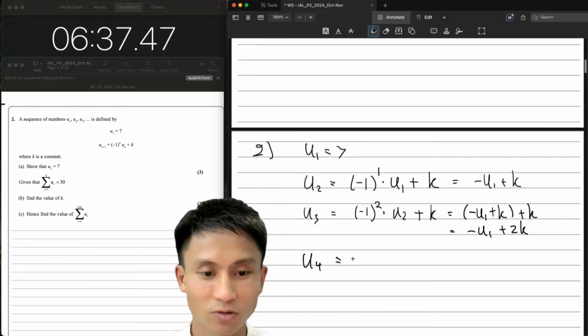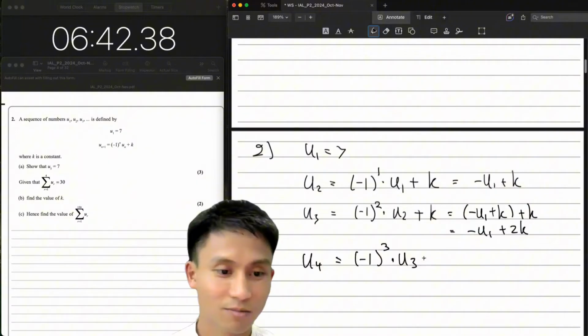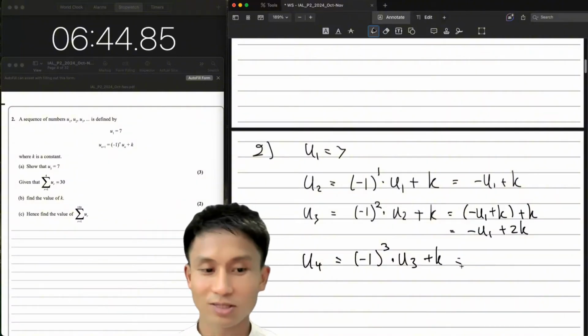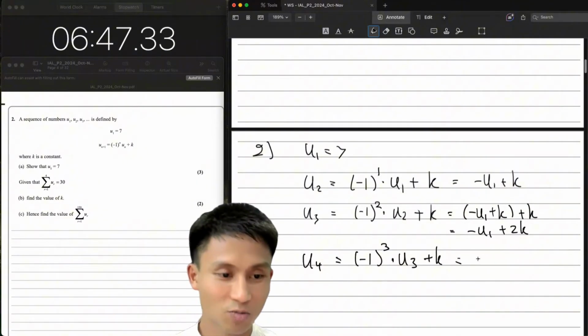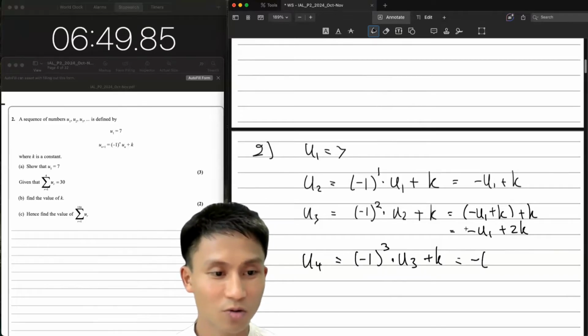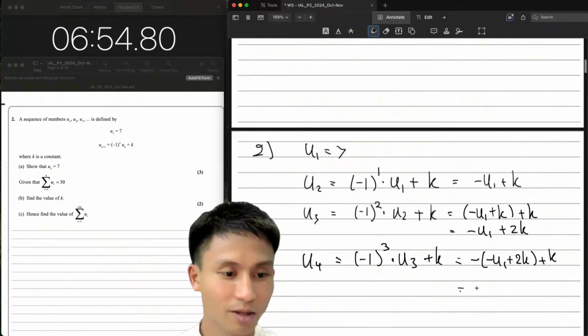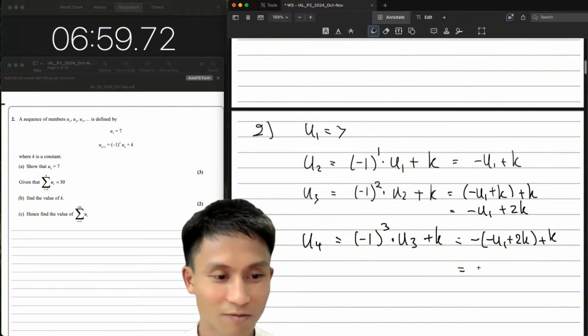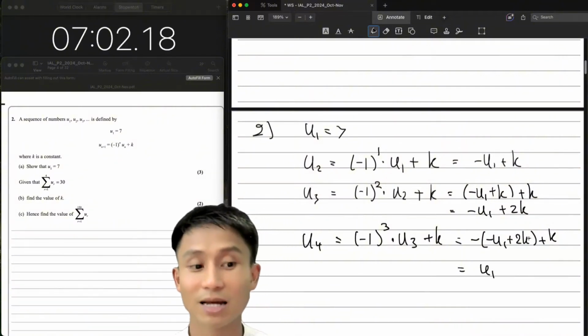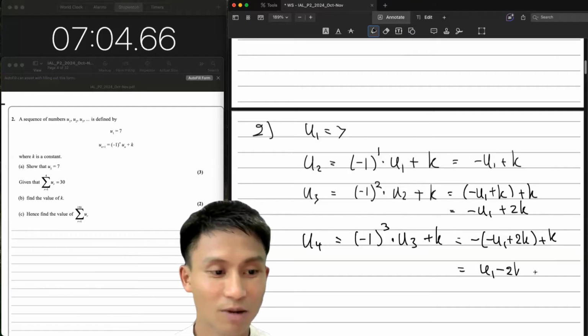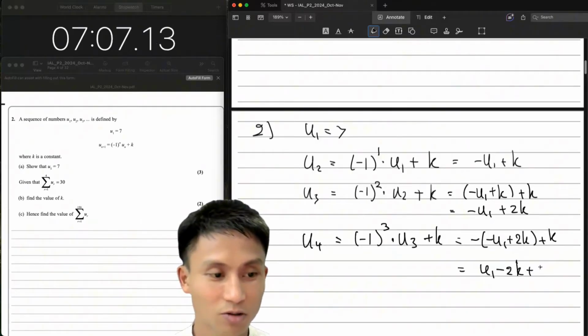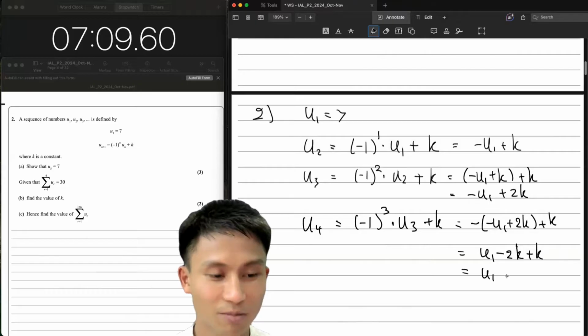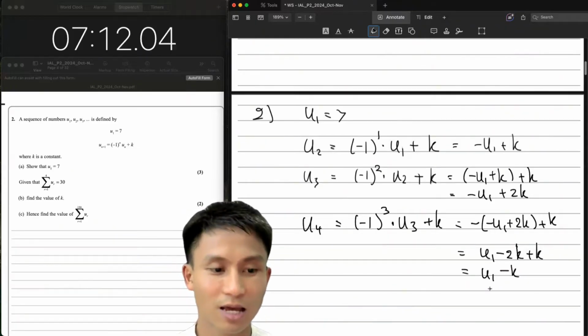So u4 equals minus 1 to the 3 times u3 plus k. So that would be what? Now this time you get a minus u3. So I do minus, and then the whole u3 is just minus u1 plus 2k again, plus another k. Now, as you can see, k gets subtracted this time, right? Because we have a plus u1 here if you expand the minus sign into the brackets, but we have minus 2k with also a plus k outside. So we actually get u1 minus k.